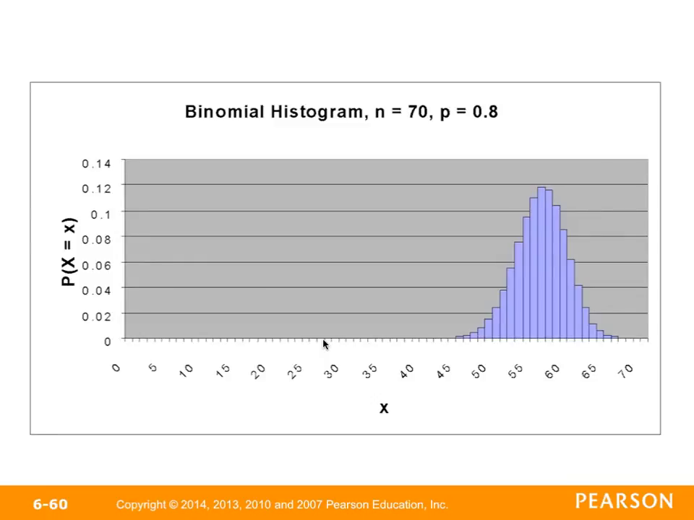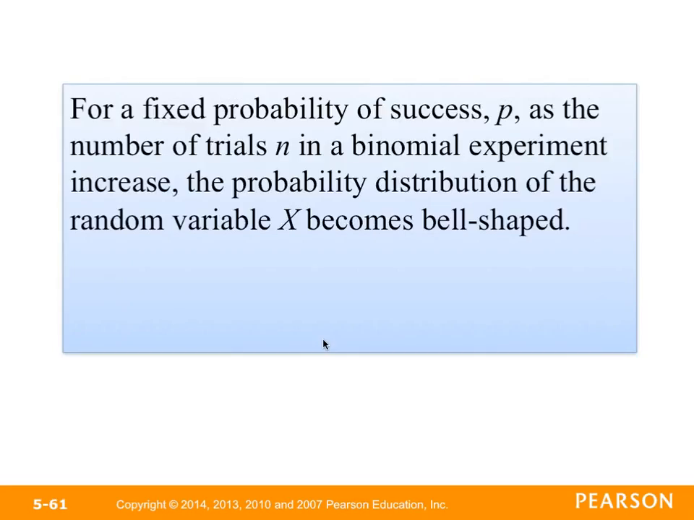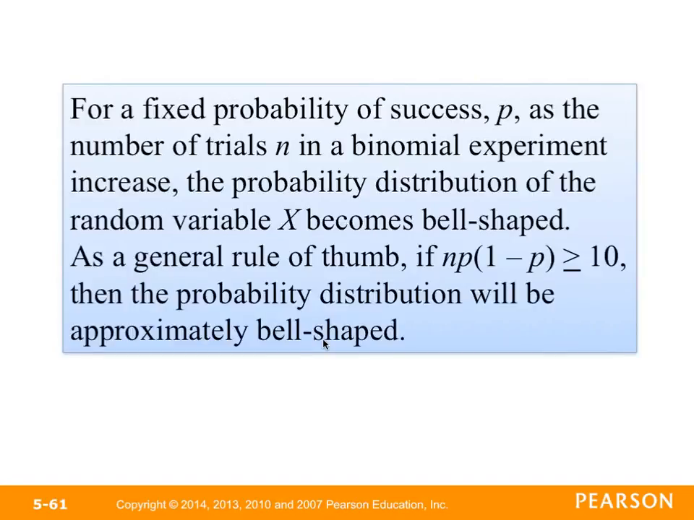What you should notice is that as we have a larger number of trials, as n is increasing, our distribution starts to look more and more normal. So we have a nice little rule that states this. For a fixed probability of success p, as the number of trials n in the binomial experiment increases, the probability distribution of the random variable becomes bell-shaped. And then we have a general rule of thumb. If n times p times 1 minus p, if you multiply those 3 things together and you get at least 10, then we would say that our distribution is approximately bell-shaped.